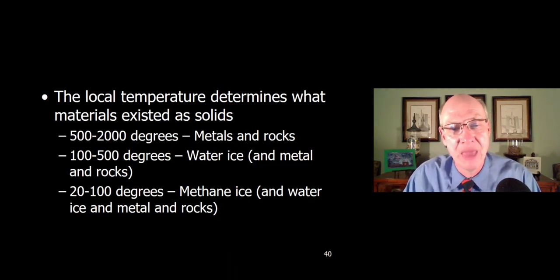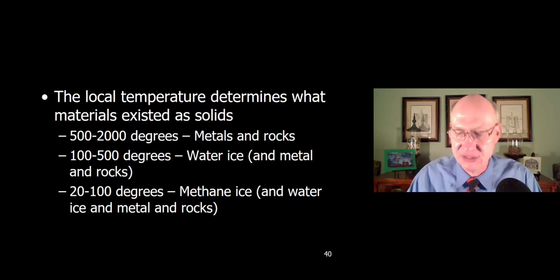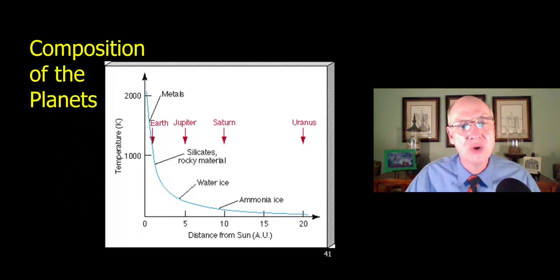And then finally, out there at the very edge of the solar system, where it was very cold, only 20 degrees to 100 degrees Kelvin, methane ice and water ice and a little bit of metals and rock existed. So here's a plot that shows us very roughly the distance from the sun and the temperature of the nebula as the planets were forming.